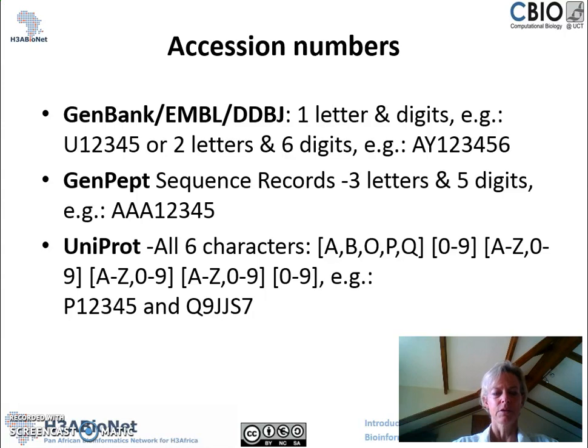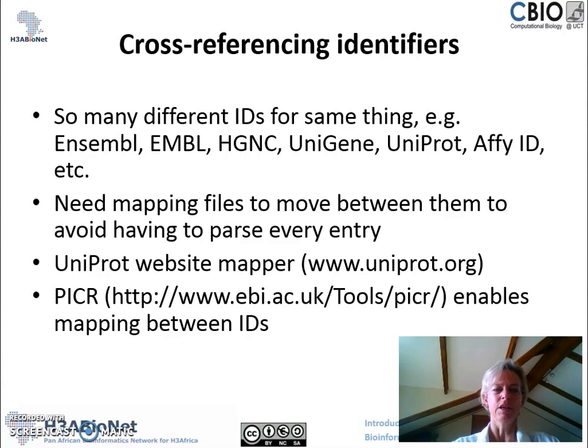So just a note on accession numbers. Every database you go to will have their own accession number system, and it doesn't matter as long as you know how to get from one to the other. So here are some examples of a GenBank versus GenPept versus UniProt. You don't need to learn what they look like, although you soon will become familiar with them. But the main issue is how you get from one to the other.